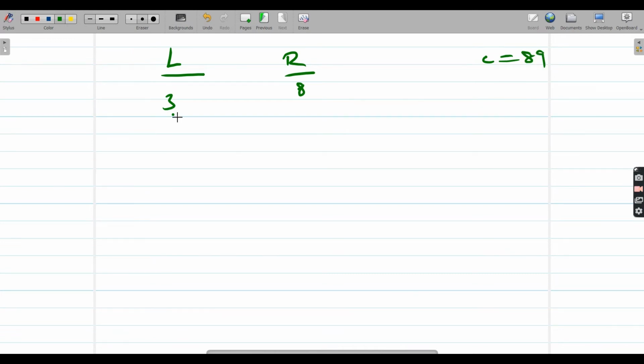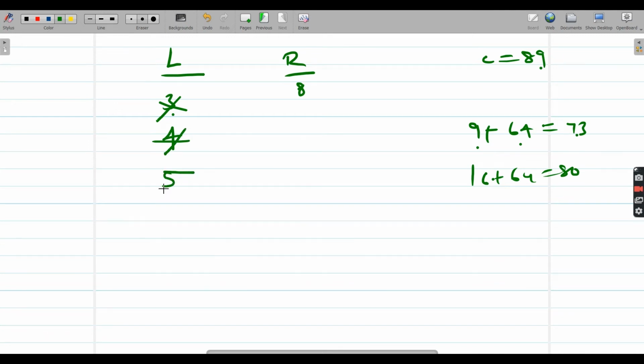Now let's see. 3 square is 9 plus 8 square is 64. 9 plus 64, which returns me 73, which is less than 89. That means you need to increment the L. Then L is 4. 4 square 16 plus 64, which returns me 80, still less than 89. Then increment L, that means it becomes 5. Then 5 square, which returns me 25, and 8 square returns me 64, that is 89.